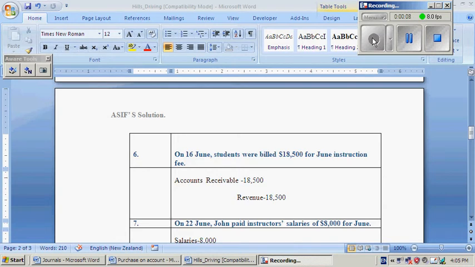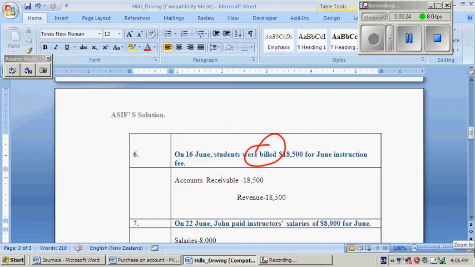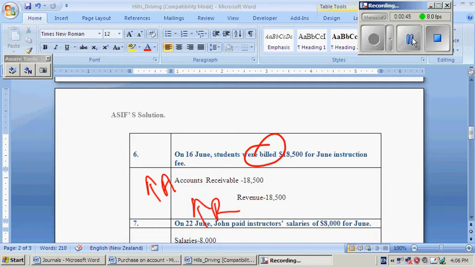Over here on 16 June, students are billed $18,500 for the June transaction fee. So what is the keyword here? When you do the journals, you have to always look for the keyword. Over here, the keyword is billed. If you see something like billed or invoiced, you have to assume it's on credit and it's a revenue. If you make money on credit, accounts receivable will always be debit and revenue is always credit. So over here, your asset gets increased, but your revenue also increases. If asset increases, debit; if revenue increases, credit.